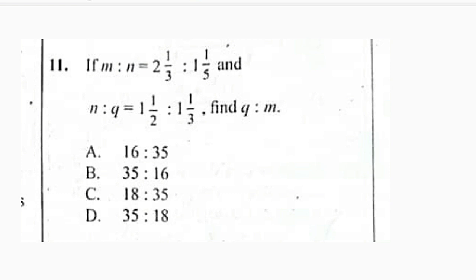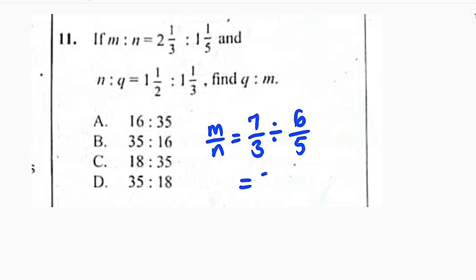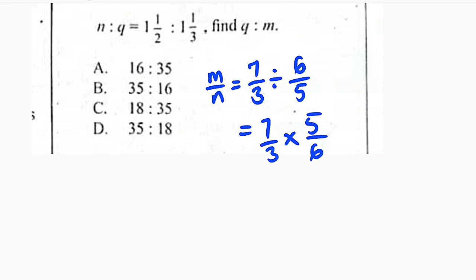You know, a ratio can also be expressed in terms of division. So we can write m divided by n to be equal to, what is this? Let us transform it into an improper fraction. 3 times 2 is 6 plus 1 is 7. Divide by 3. We equally divided by this, which is 5 times 1 is 5 plus 1 is 6. Divide by 5. Now we can transform this into 7 divided by 3 multiplied by 5 divided by 6. If you simplify to the top, you have 7 times 5 is 35, divided by 3 times 6 is 18. Let us keep this one aside.